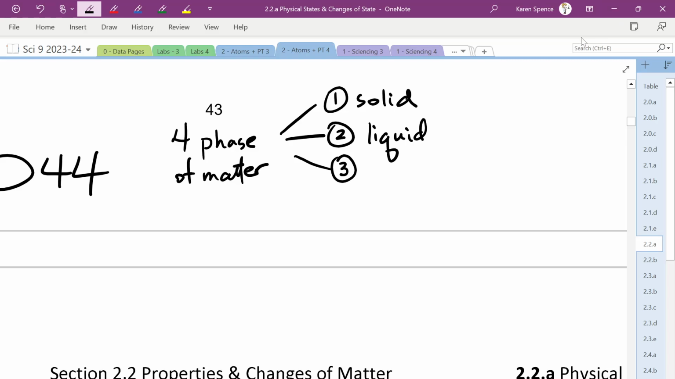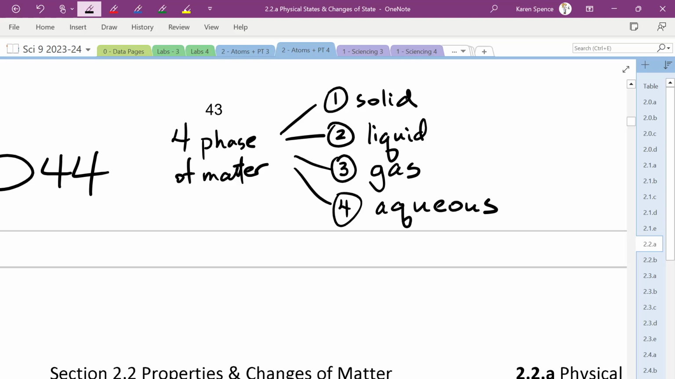Okay. So, number 3, we have a solid, we have a liquid, we have a gas. What's the 4th one we need to know this year? Not plasma. Aqueous. Do you remember the symbols that we use for each of these?